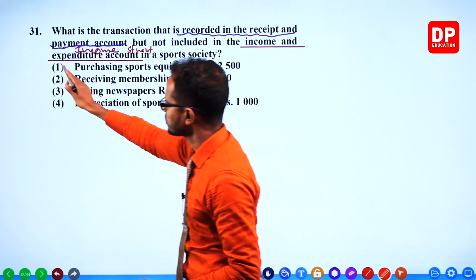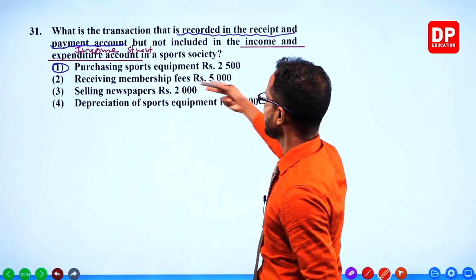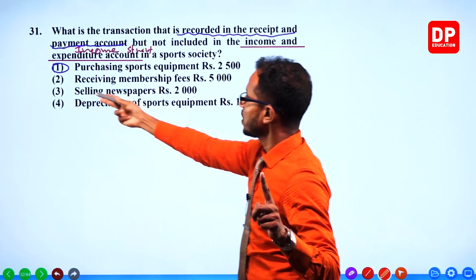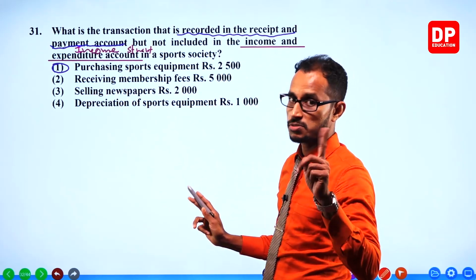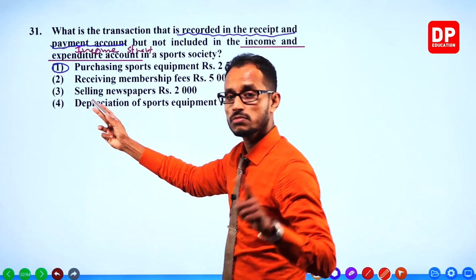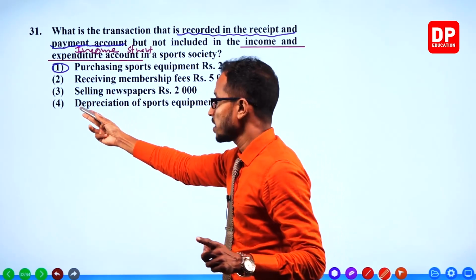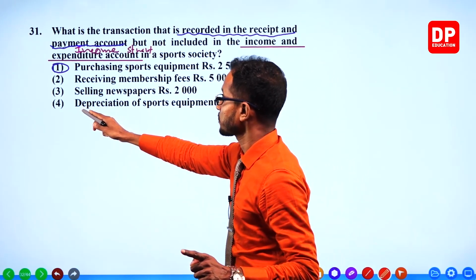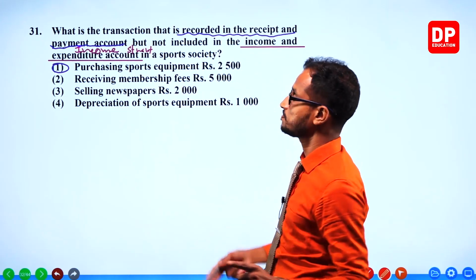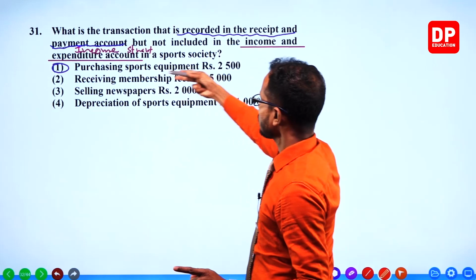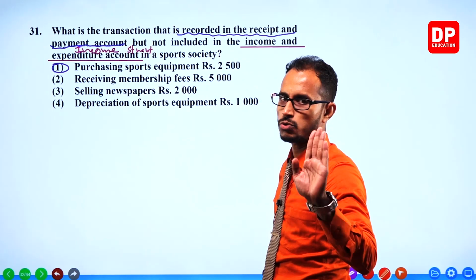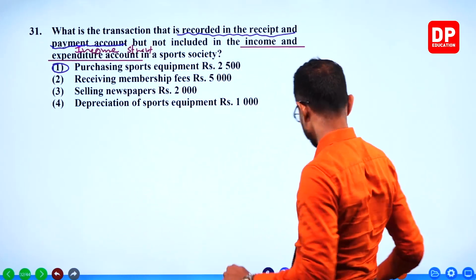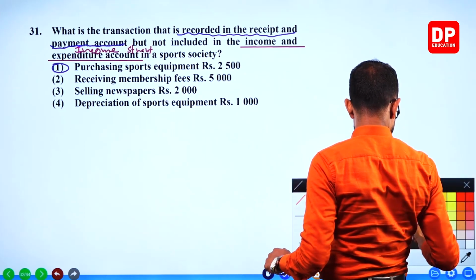That is the answer. But let's check the next. Receiving membership fee must be recorded in the income and expenditure because it's income. Selling newspapers, it's an income too, must be recorded in the income and expenditure account or income statement. Depreciation of sports equipment is recorded in the income and expenditure account because depreciation is an expense. Sports equipment cost is an asset. It doesn't go to the income and expenditure account or income statement. That is the answer.